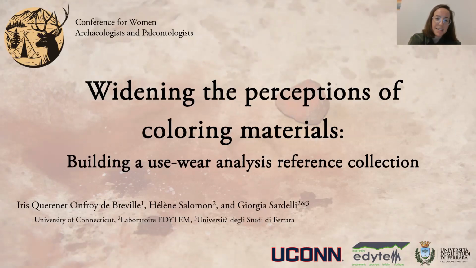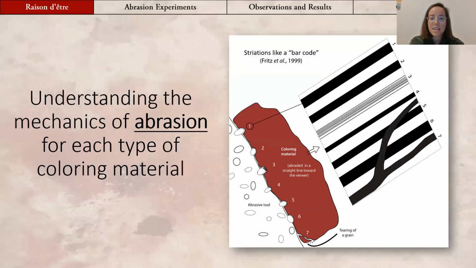So thank you and welcome to Widening the Perceptions of Coloring Materials, so building a use-wear analysis reference collection. So the experiments were undertaken to understand the relationships between ferruginous raw material and the surface of different abrasive tools. The creation of wear marks by abrasion was observed to document characteristic marks resulting from this particular processing method.